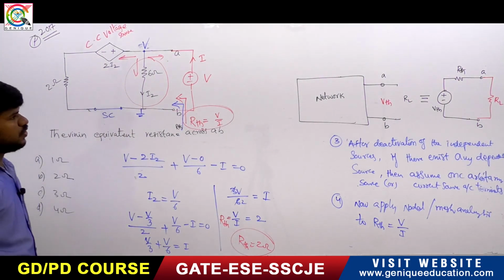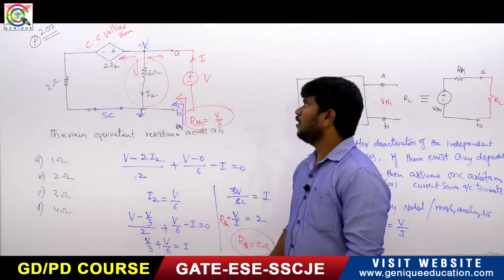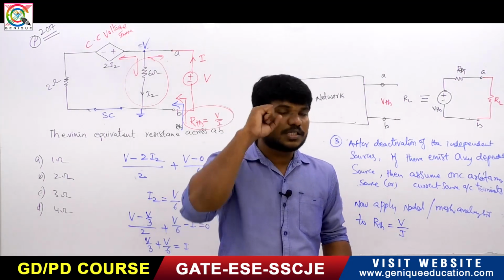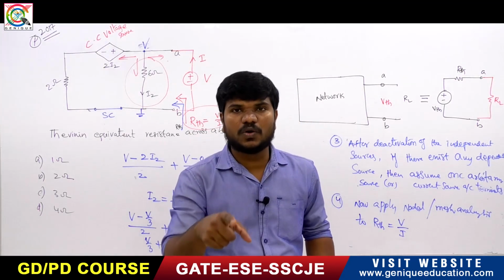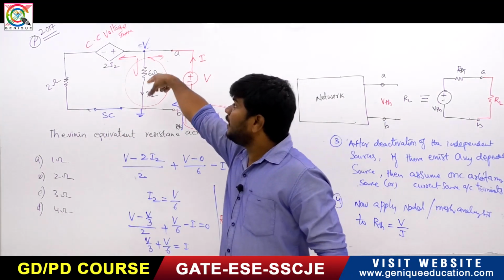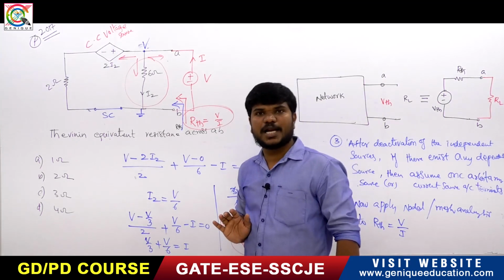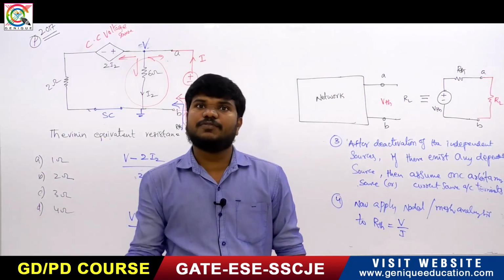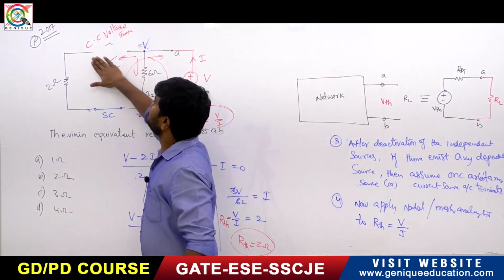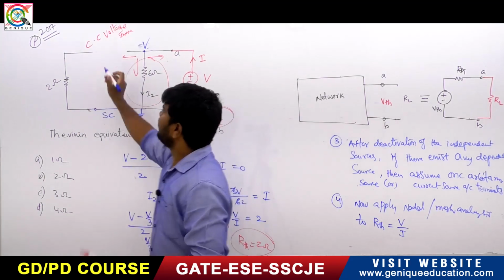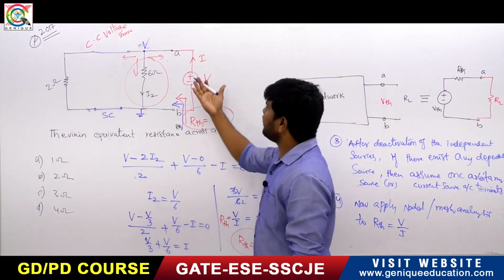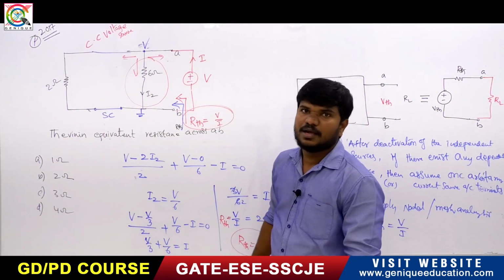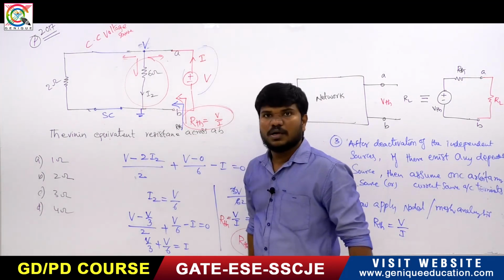Like this you have to solve the question, very carefully. If the question is asked on Thevenin's theorem, definitely he will include the dependent source. If there is a dependent source, you must follow this method only. If there is no dependent source, it is very easy to find RTH. No need to use this auxiliary, arbitrary source here.